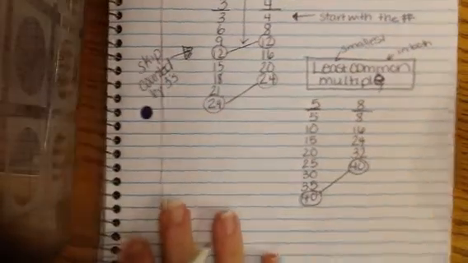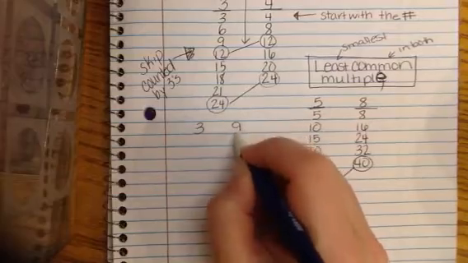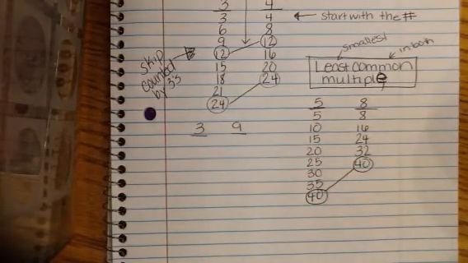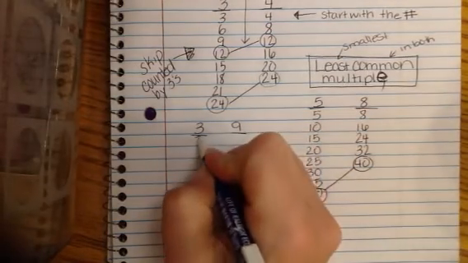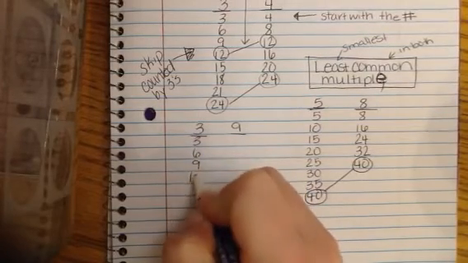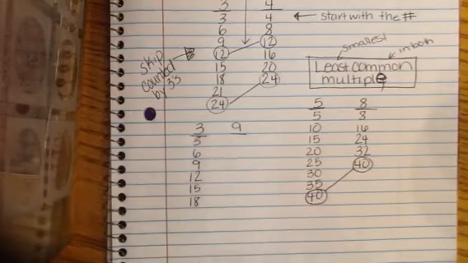So let's do another example. Let's say I'm using the numbers 3 and 9. I'm trying to find the least common multiple between them. So I'm going to list 3, 6, 9, 12, 15, 18.